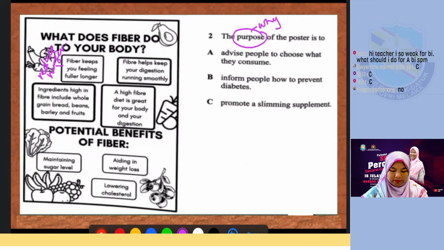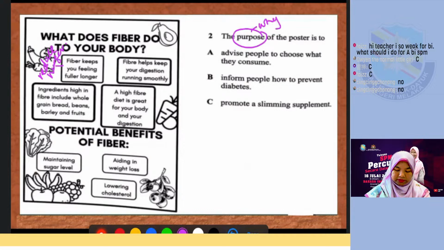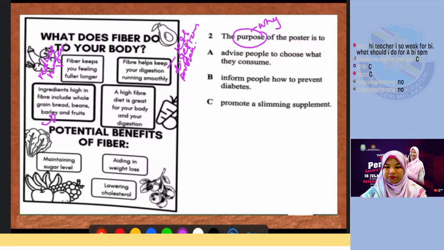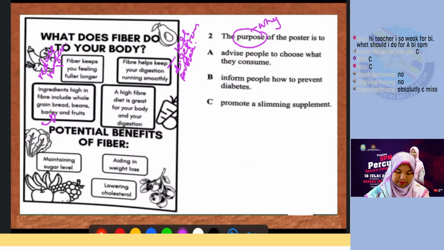Fiber helps keep your digestion running smoothly. Okay, here, you will have fewer digestion problems. Ingredients high in fiber include whole grain bread, beans, barley, and fruit. This will be examples of food high in fiber. A high fiber diet is great for your body and digestion. Yes, this is the benefit of fiber.